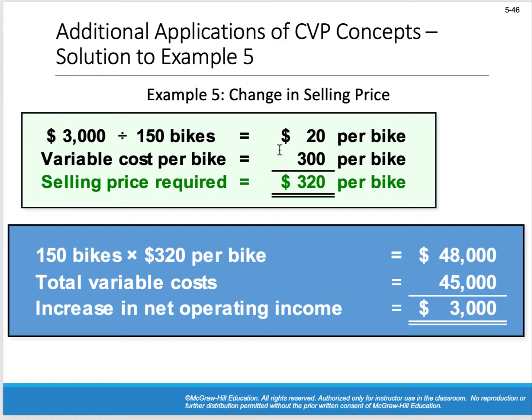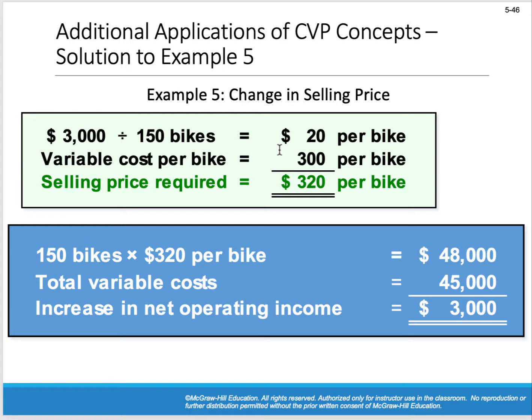Our sales volume goes up. That means that our total sales go up. Our variable costs in total are going to go up as well. Why? Well, we're selling more bikes. So we want to figure out what we have to sell this order for, these 150 bikes, to make sure that our net operating income goes up by $3,000.